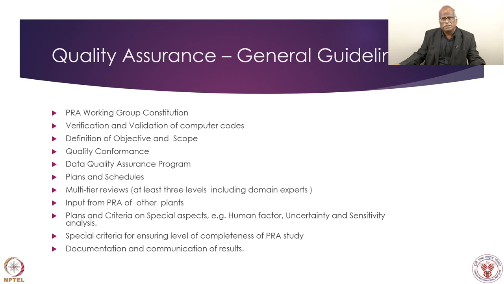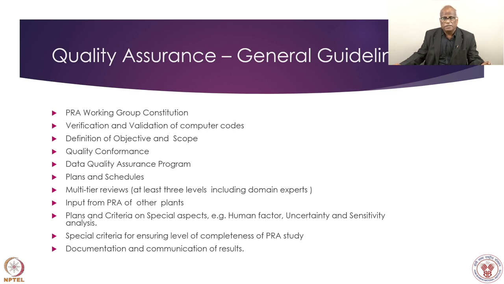Multi-level review: normally three levels of review are required: internal, peer review, and regulatory review. Plans and criteria on special aspects like human factor, uncertainty, and sensitivity analysis, because certain modules, even in risk assessment, need more work. So as I said, R&D is one component. We can invest more resources in R&D to consolidate this area, especially common cause failure, human factor, and software-based systems. These kinds of R&D can really benefit the PRA and the plant.